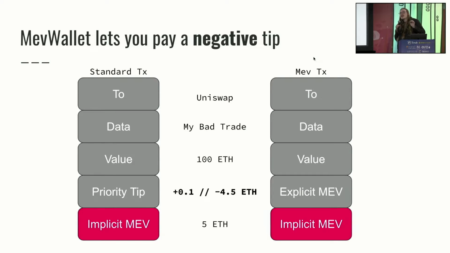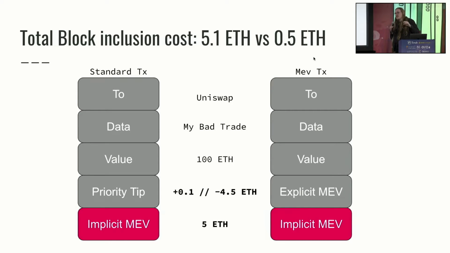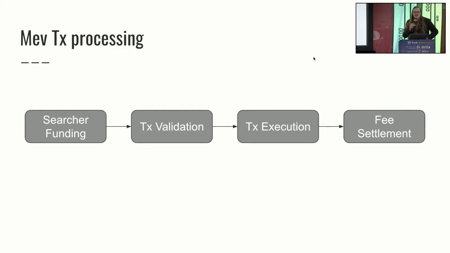You're going to demand that they pay you 4.5 ETH before your Uniswap transaction can go on chain at all. And so net, the person not using MEV-Wallet is going to pay 5.1 ETH, and the person using it's going to pay half an ETH. You're going to end up saving a ton of money by reclaiming the MEV that you're creating anyway with your very bad trading strategy. So how do we do this?